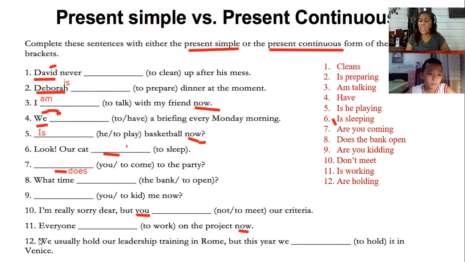What do you mean again, teacher, by subject? When I say subject, it is the one being talked about in a sentence. When I say, David never cleans up after his mess. Okay, what is the subject? Who is the one being talked about here? It is David. Yeah, David. Very good. It's David, the one being talked about here. So, if the subject is singular, you need to add S. Don't worry. We will learn about that. This is only the beginning.